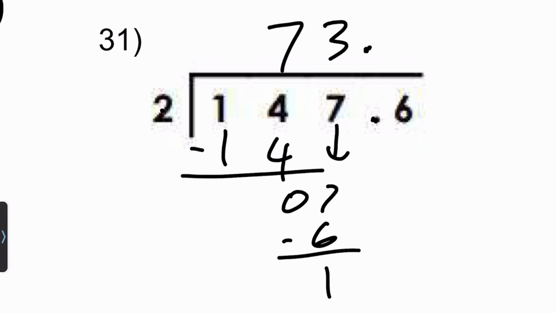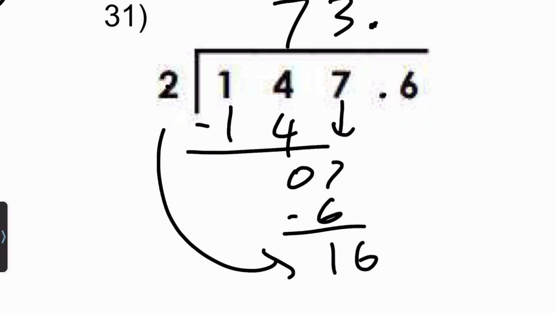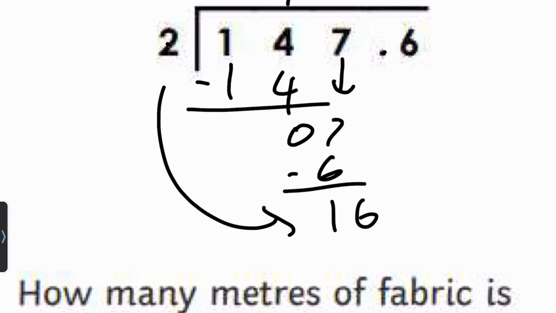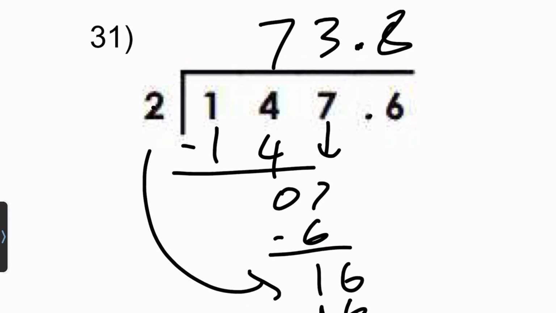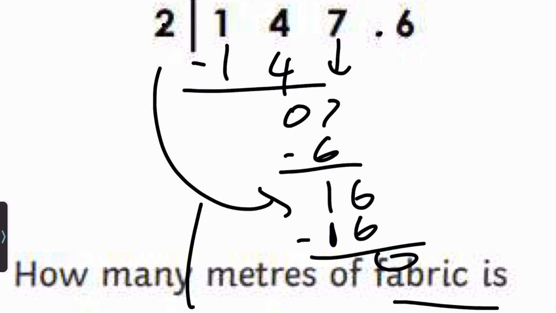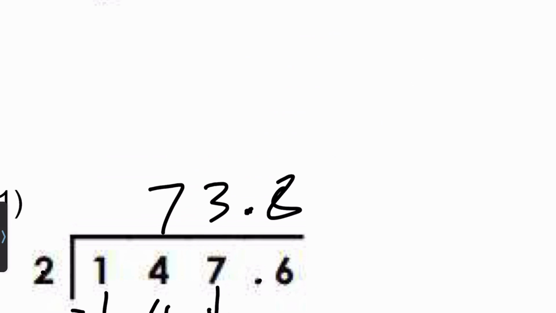How many times does 2 go into 6? It's 3. Yeah, my bad. We have to bring the 6 down, right? And we've copied the decimal place up, and we ask how many times does 2 go into 16? It's 8. And the answer is 2 times 8 is 16. The remainder is 0. There we go, 73.8. That is your answer.